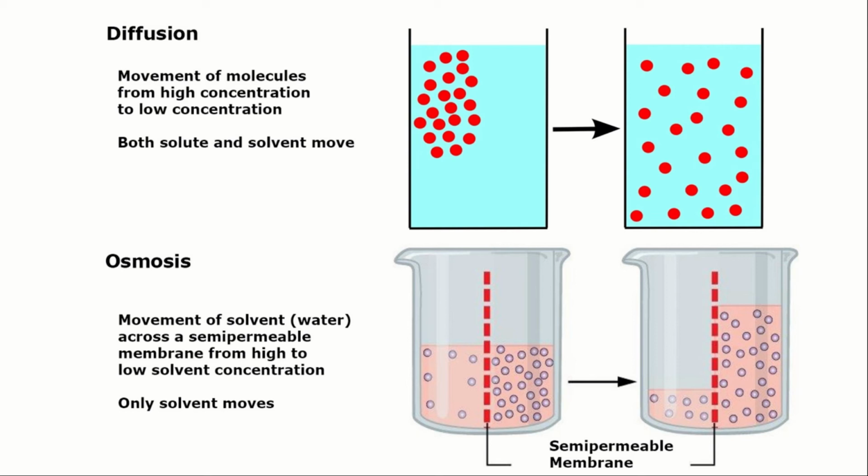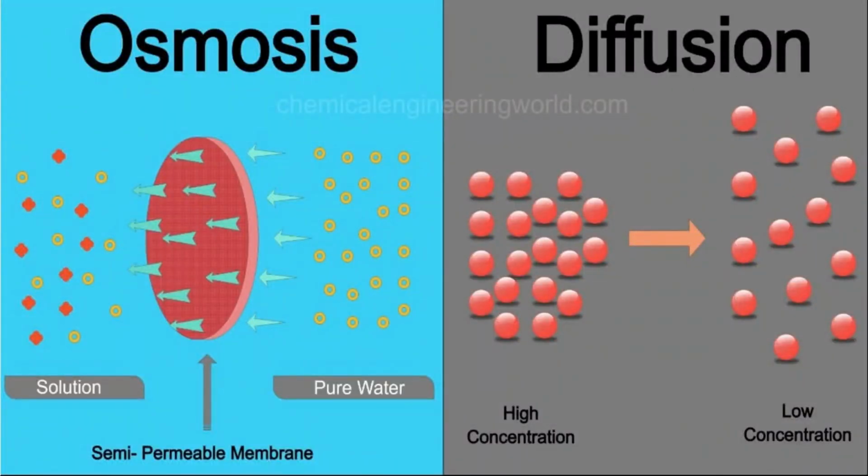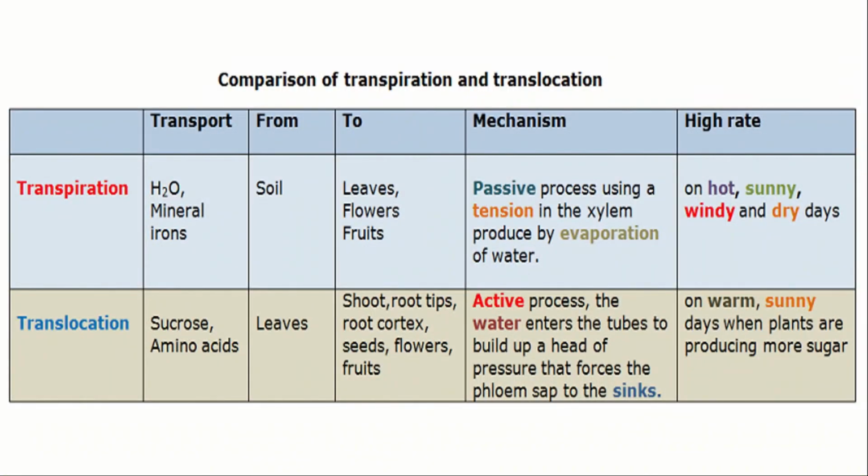So this can be understood even more clearly by a diagram. In osmosis, there is a semi-permeable membrane, where pure water moves across that membrane to the solution. Whereas in diffusion, the molecules at a higher concentration move to a place where the concentration is lower. So this is the basic difference between osmosis and diffusion.